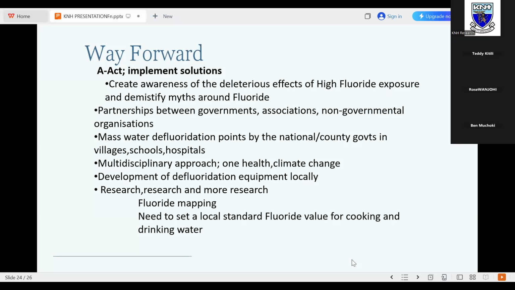Multidisciplinary approach: we have all seen that climate change has really caused us to use underground water. We need to have development of defluoridation equipment locally, so that we have local solutions for ourselves. We need to do a lot of research.